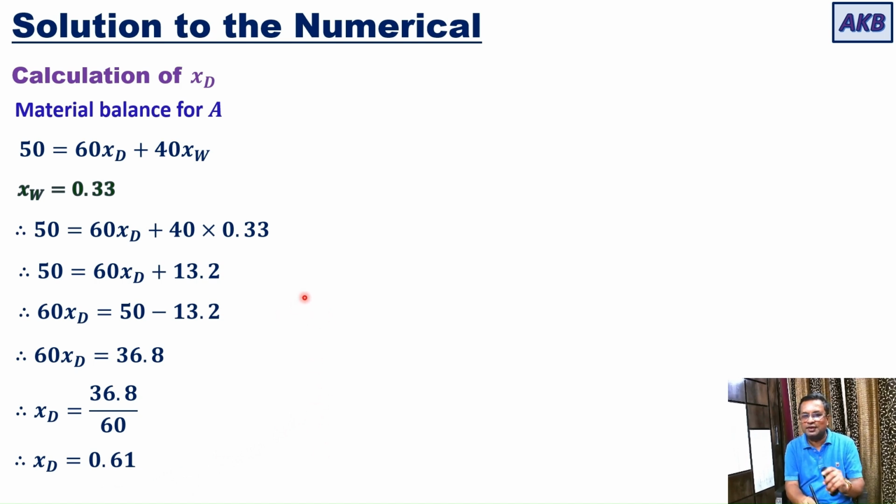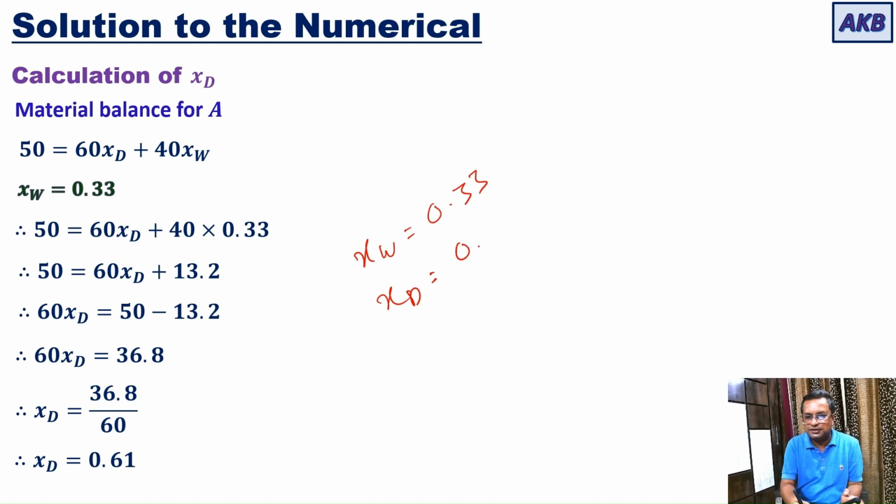So in this way, we got both the values. XW is 0.33 and XD is 0.61. With this, I end my discussion for this particular video. I hope you have learned how to find out XW using Rayleigh's equation. We learned the graphical method. I hope you have understood.